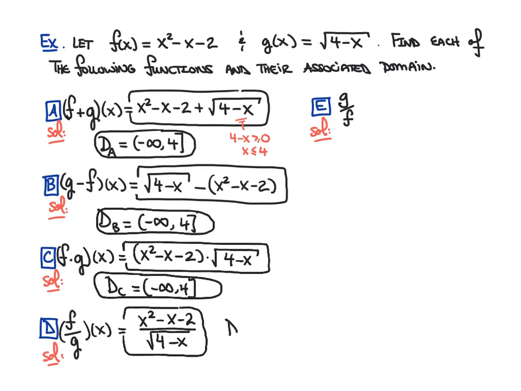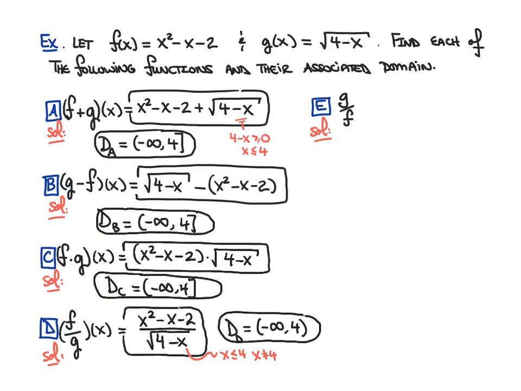But the domain here for part D is going to be a little bit different. Notice in my denominator now, my x certainly needs to be less than or equal to 4, but actually x cannot be equal to 4 because you'll get 0, and I can't have a 0 in that denominator. So therefore my domain is going to be minus infinity to 4 with an open parenthesis for this domain.